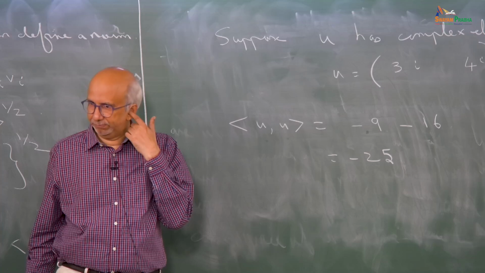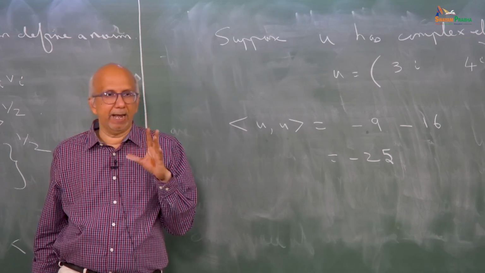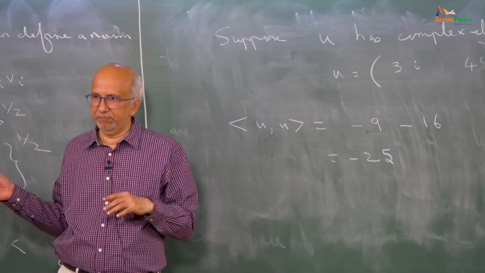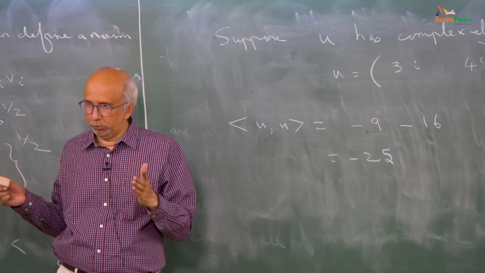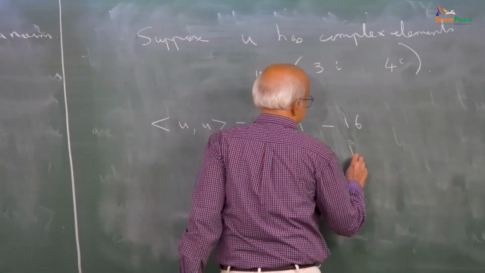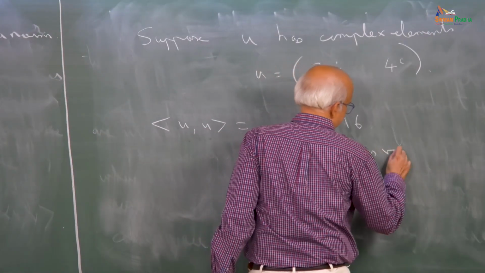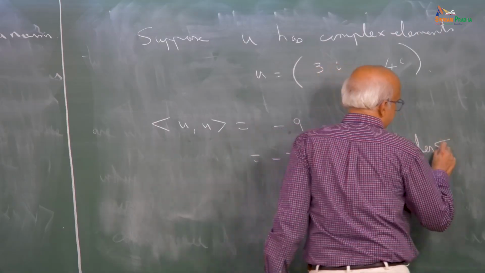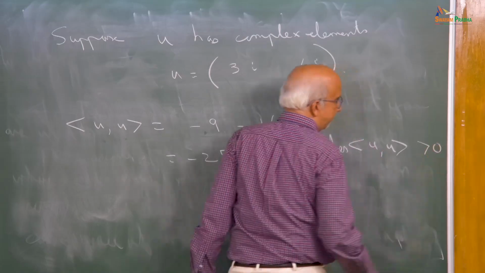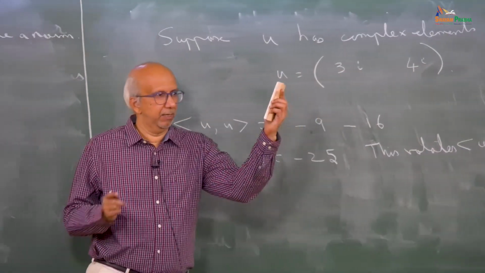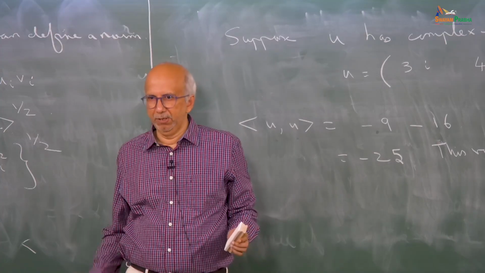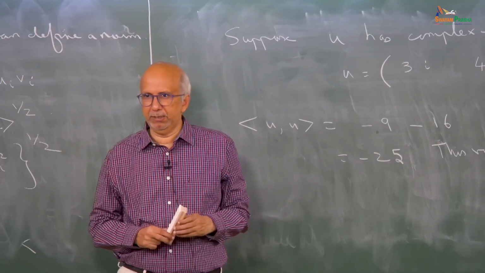now negative, okay, and that violates my first axiom, where I said the inner product of U with U has to be positive. This violates it. It is greater than 0. You have a vector, its projection on itself has to be positive. Okay. So, that is what we were trying to put there earlier.